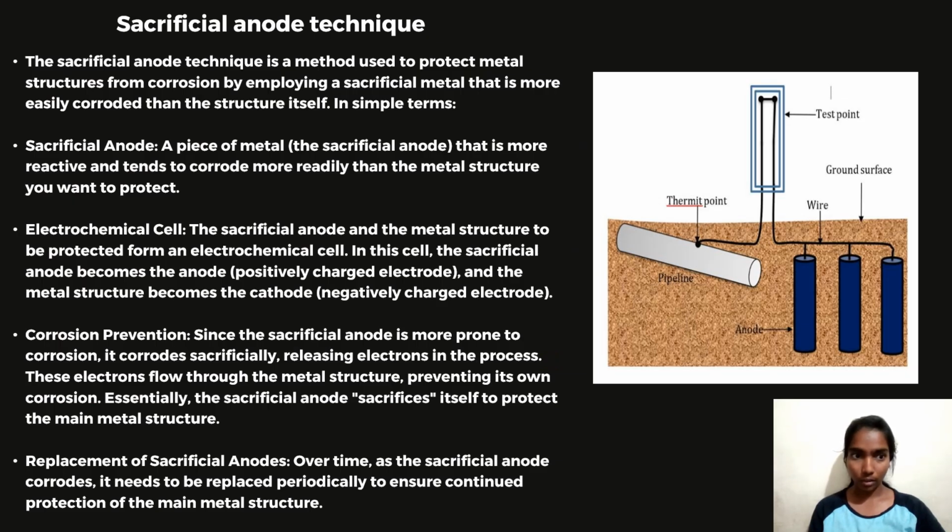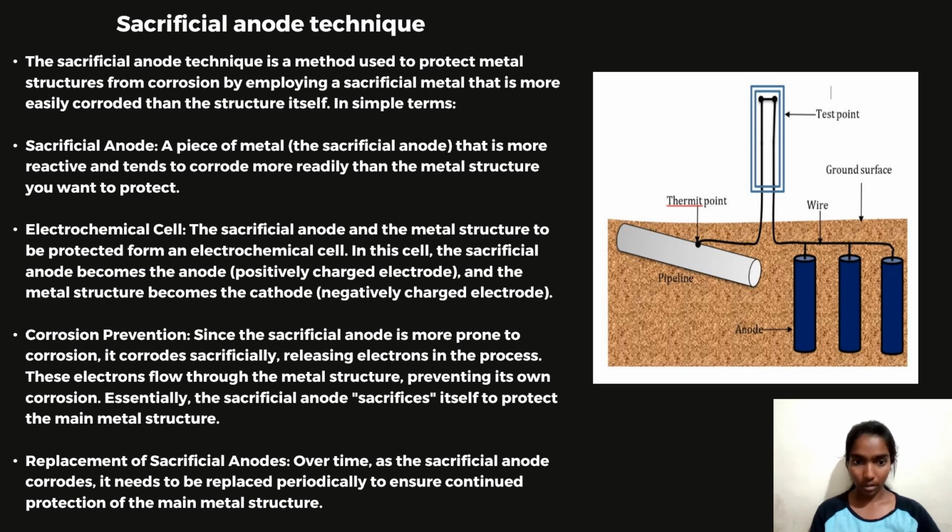Sacrificial anode technique. The sacrificial anode technique is a method used to protect metal structures from corrosion by employing a sacrificial metal that is more easily corroded than the structure itself. In simple terms, a sacrificial anode is a piece of metal that is more reactive and tends to corrode more readily than the metal structure you want to protect. Electrochemical cell. The sacrificial anode and the metal structure to be protected form an electrochemical cell. In this cell, the sacrificial anode becomes the anode and the metal structure becomes the cathode.